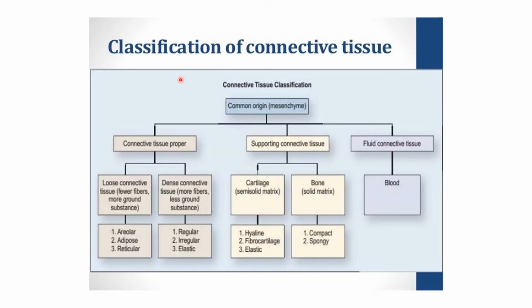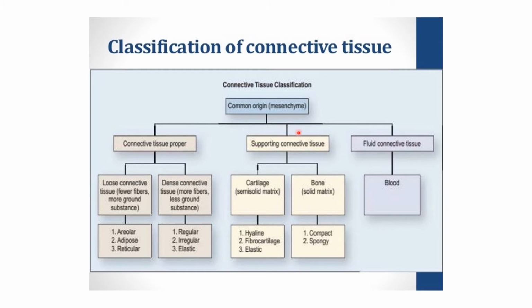So now let's see the classification of connective tissue. Connective tissue, which is mesodermal in origin, is classified into tissue proper, supporting tissues, and fluid connective tissues. Now tissue proper is again divided into two types, that is loose connective tissues and dense connective tissues. In loose connective tissues, there are few fibers and more ground substance. Ground substance means more matrix is present. And in dense connective tissue, more fibers and less ground substance are present. Now loose connective tissue is divided into areolar, adipose, and reticular. And dense tissues are of two types, regular and irregular.